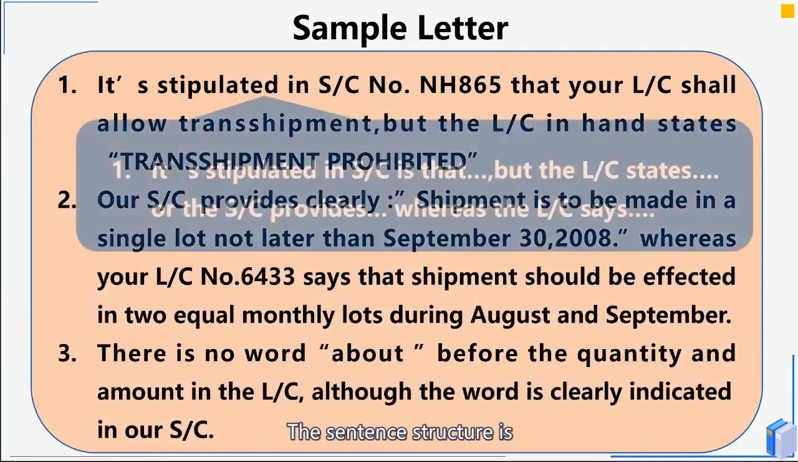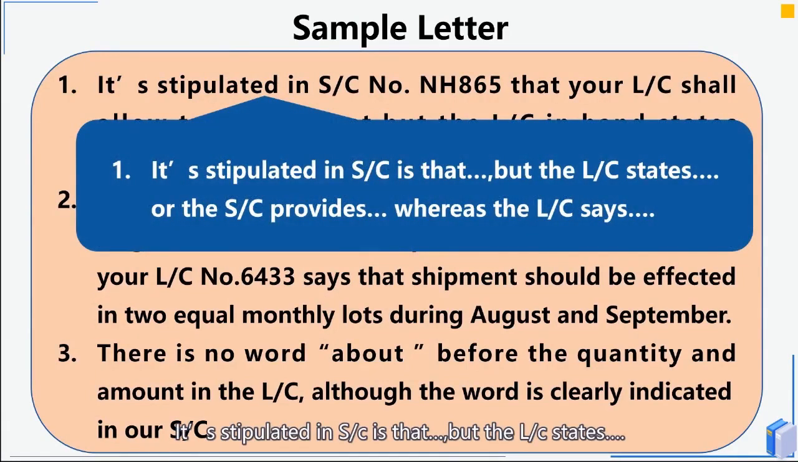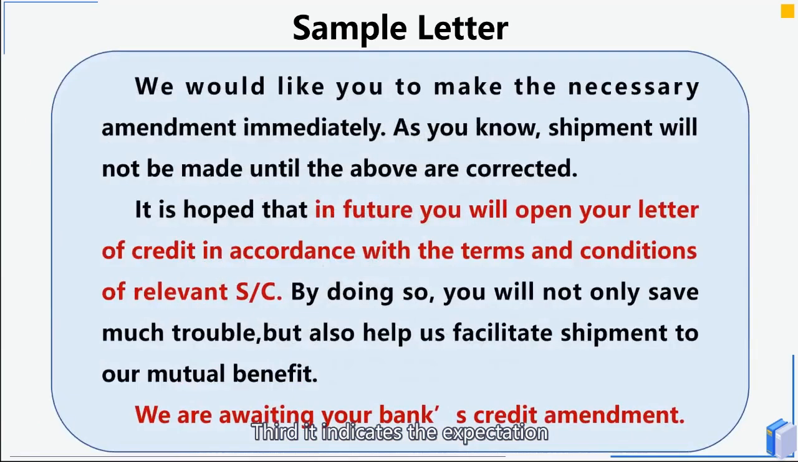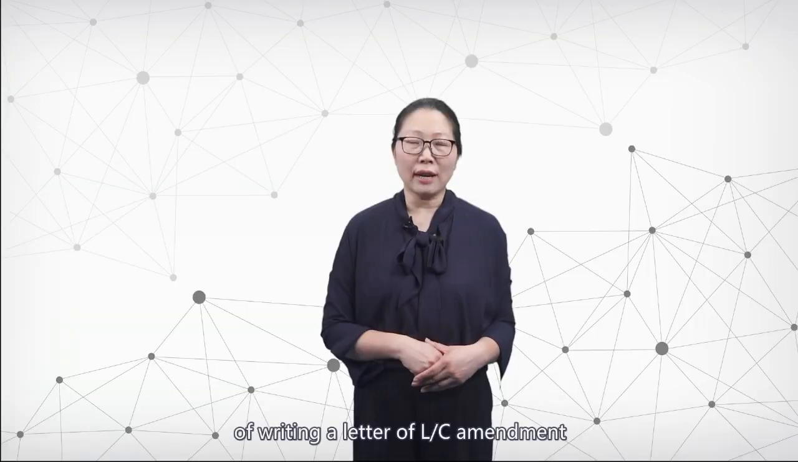The sentence structure is, it's stipulated in the SC that, but the LC states, or the SC provides, whereas the LC says. Third, it indicates the expectation of no similar mistake in the future and an early receiving of the LC. Now we come to format 2 of writing a letter of LC amendment.